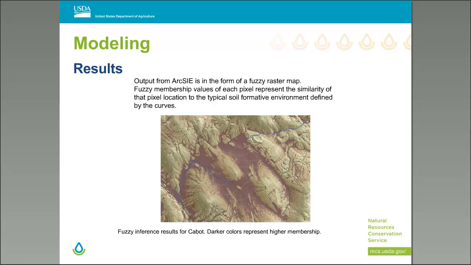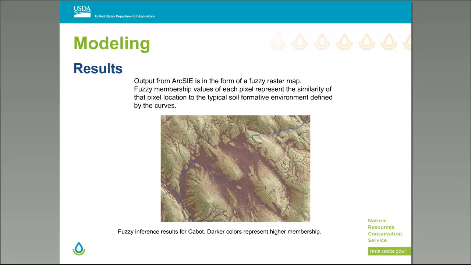And this just happens to be results for Cabot. So that rule that you just saw is part of what makes this map come out. You can see that the darker areas are high membership, and that's where we would expect the wet side of the catena. It's in the lower, flatter areas, and you can see there are some drainageways going in there. So this makes sense. We do evaluate the fuzzy results based on field data.